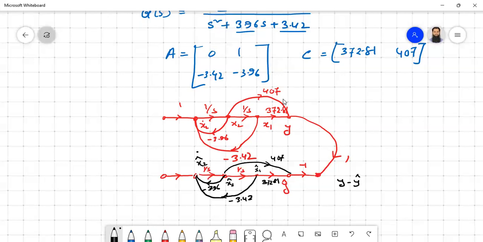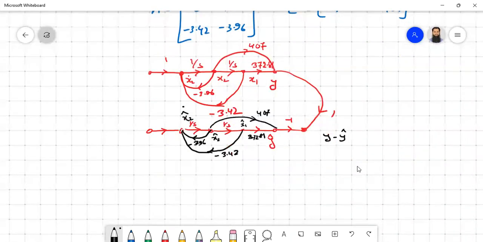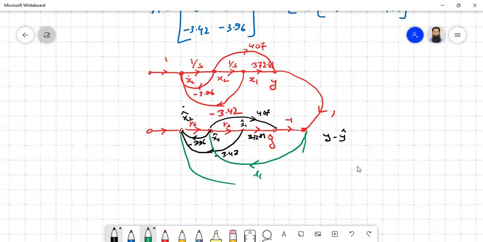Now the feedback from y minus y hat, one will be going to x1 dot and the other will be going to x2 dot. So x1 dot is basically your x2 hat. One of the feedbacks will be this one with L1 and the other will be this one with L2. So our objective is simply to find out what the values of L1, L2 are. And if you want, you can also connect them to the same input.